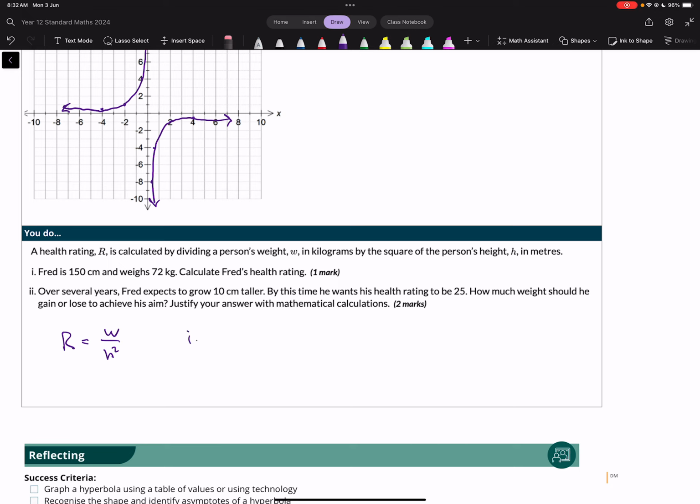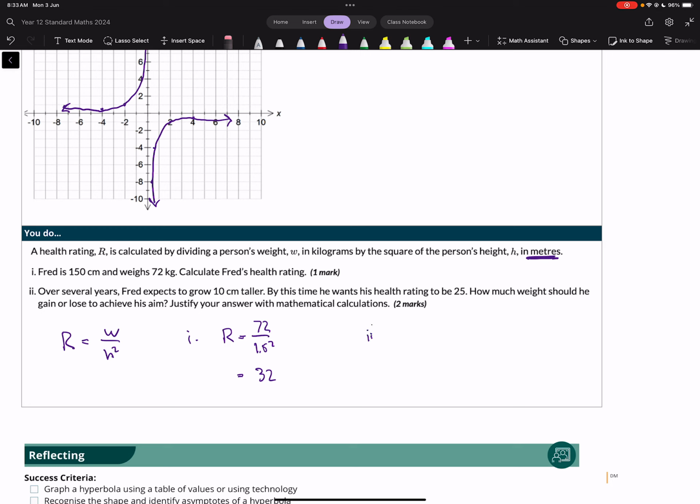In part 1, our friend Fred is 72 kilograms and 150 centimeters. Note that this says in meters, so this needs to be 1.5 squared. And we work out his health rating. Using a reciprocal function, he gets a health rating of 32. Over several years, Fred expects to grow 10 centimeters taller. By that time, he wants his health rating to be 25. How much weight should he gain or lose to achieve the same?